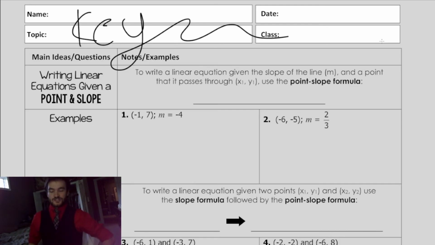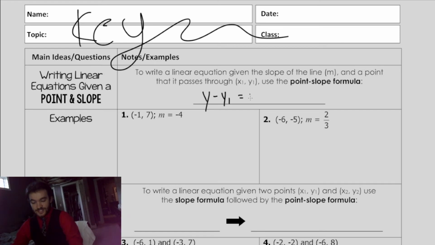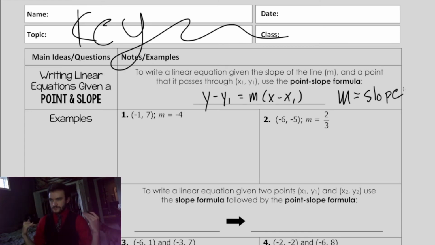So the point slope formula is used because you have at least one point and then the slope. It does not matter if you have more than one point. We just need one, and we need the slope. The formula is y minus y1 equals m times x minus x1, and m is the same thing as saying slope.